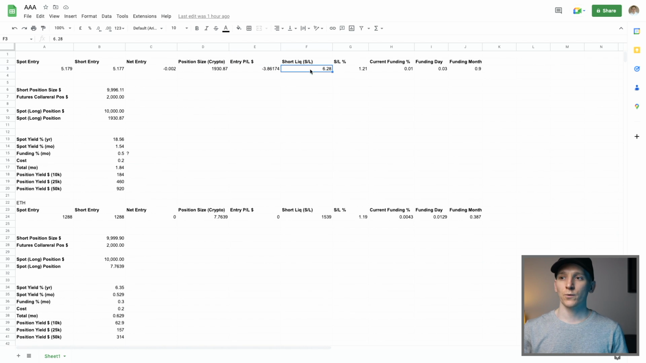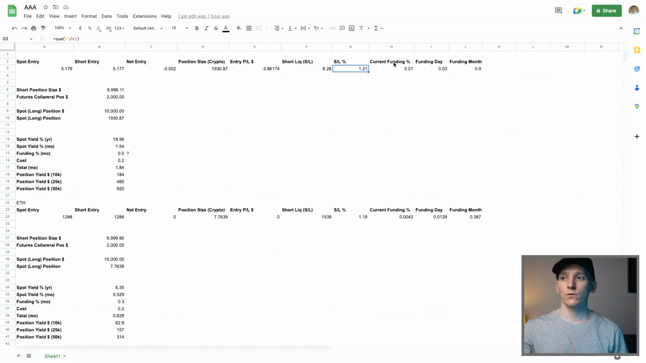Now we can see the short liquidation in this example is around about 6.2. And our stop loss is a little bit below that. So we're having a stop loss around 20% away, 1.2, 20% away from our entries. So as long as the price doesn't go up 20%, we should be good.